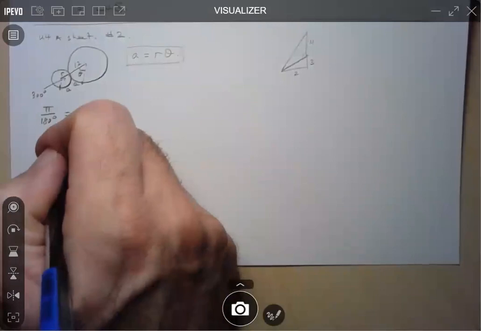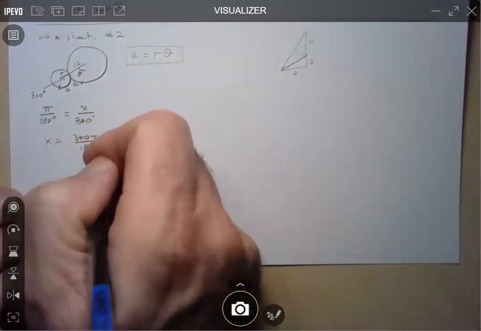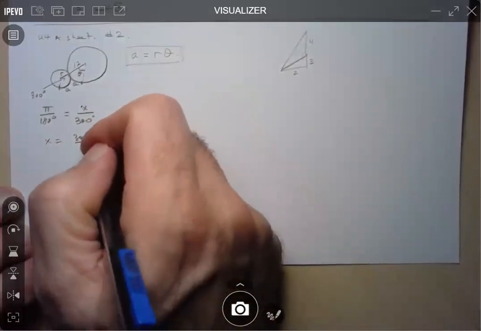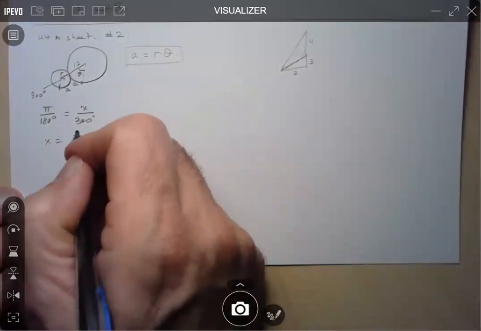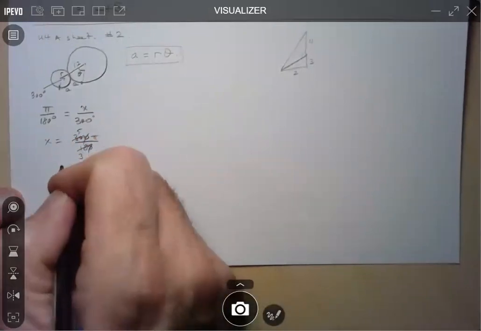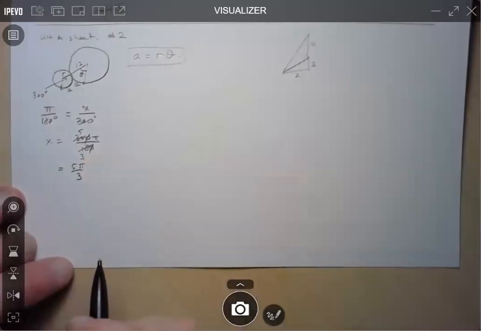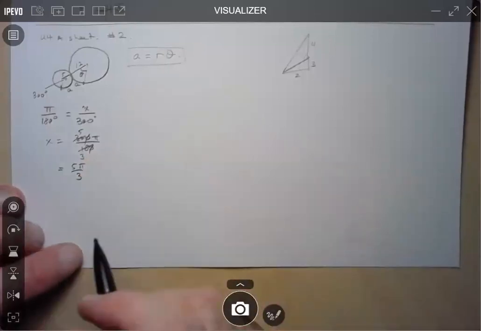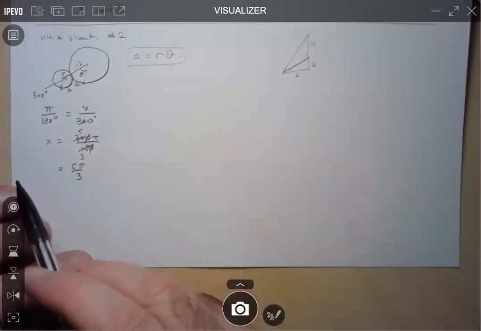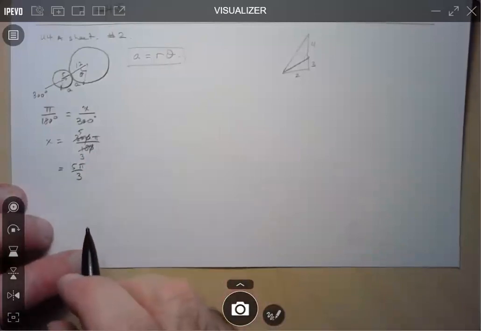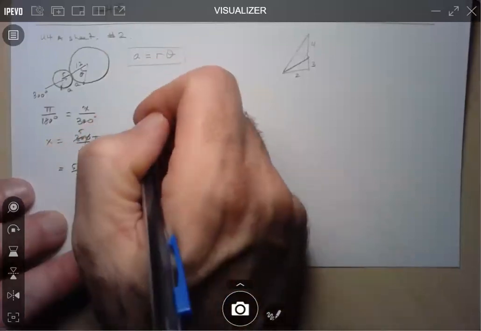So here, what do we have? We have x is equal to 300 pi over 180. These are both divisible by 6, so this is 5, this is 3. So it looks like x is equal to 5 pi over 3. Now you might be saying, why don't you just approximate? Of course I could, but if I can, I'd like to save the approximation for the very end.